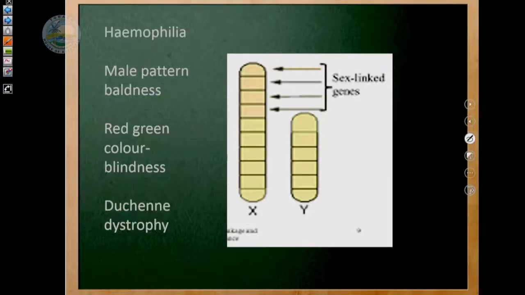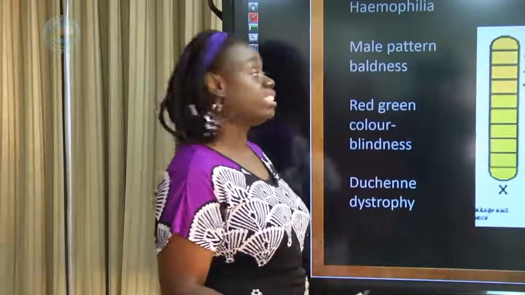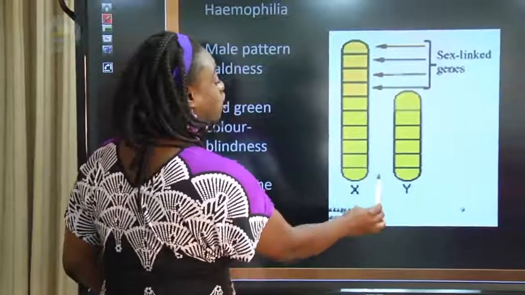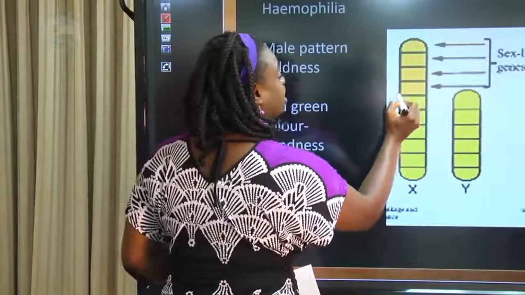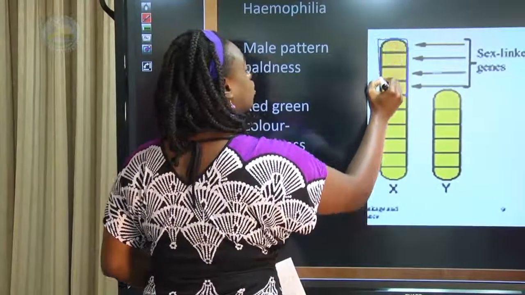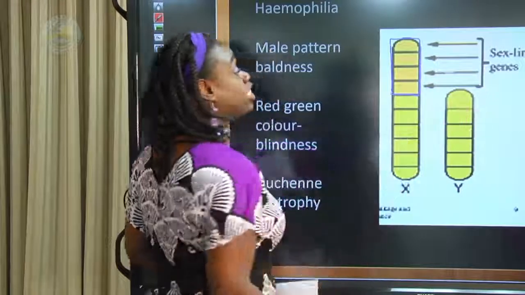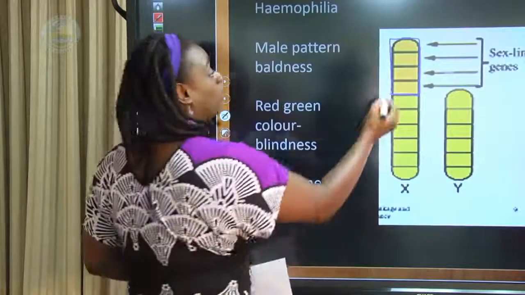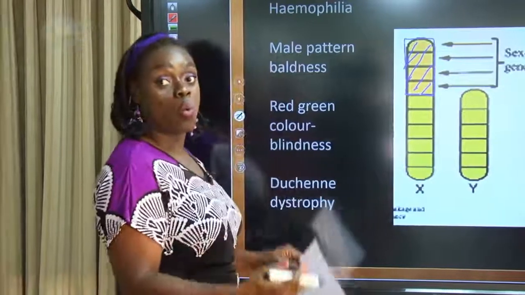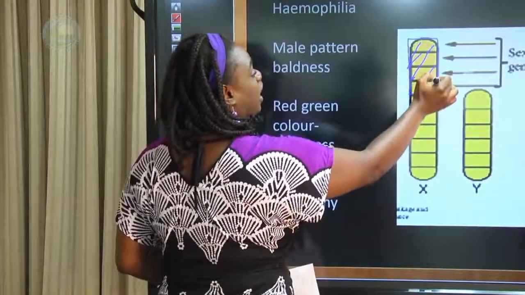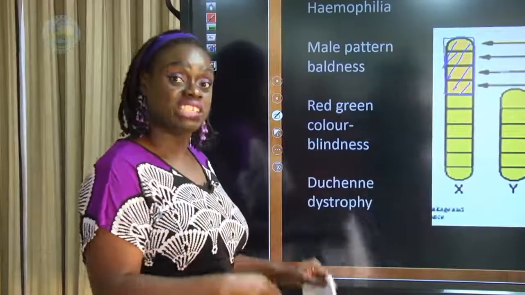So now we're going to go on to sex-linked diseases. Of course, you would remember that I just said that the X chromosome is much larger than the Y chromosome. So it means that there are segments of the X chromosome that will not have a homologous partner on the Y chromosome. So any genes which are found within this region here will not have a partner on the Y chromosome. So any genes that are here will be missing from the man's Y chromosome. And that is why they are called X-linked diseases.